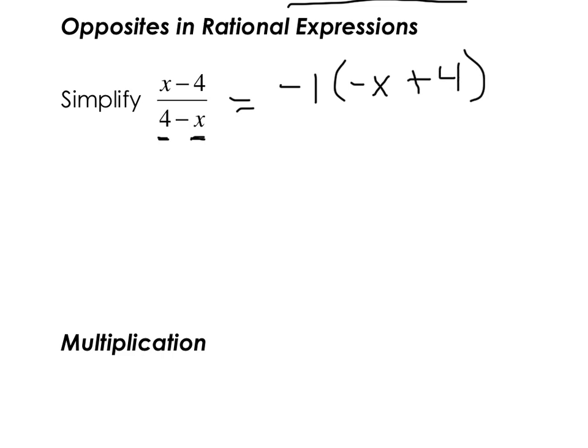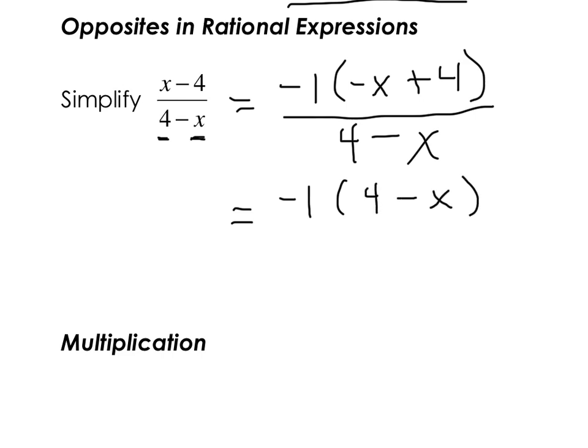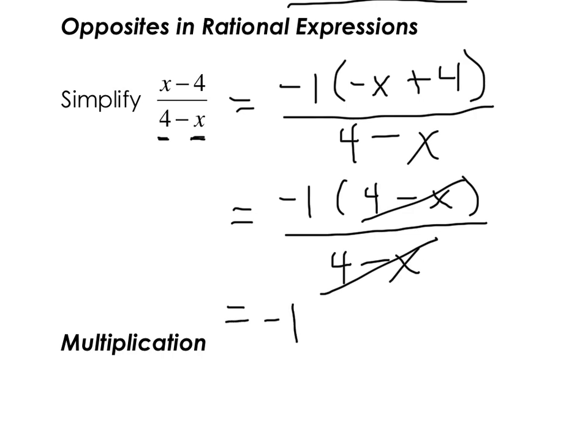Now think about that. If we multiply this, what do we get? Positive x minus 4. So we factored out a negative 1. Minus 1 times 4 minus x. Is it okay to write minus x plus 4 as 4 minus x? Yeah, it is. Let's cancel the 4 minus x's now. And what do you get? Minus 1. You'll see that a lot.